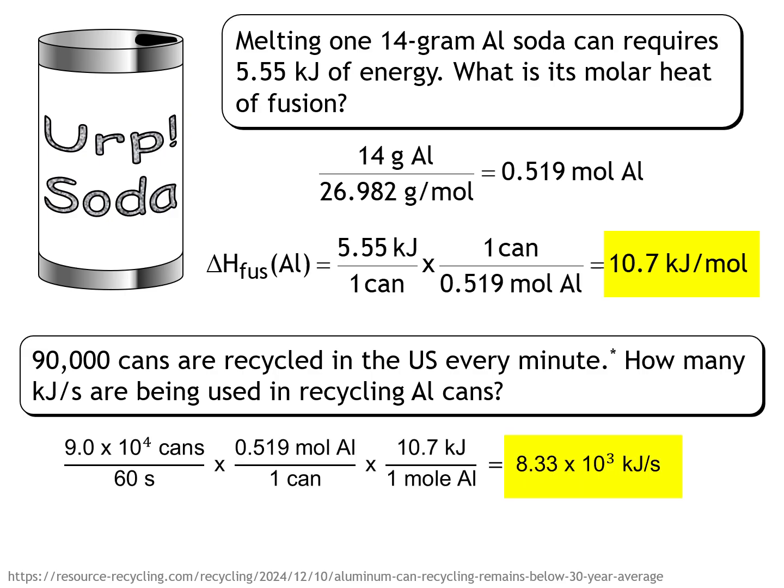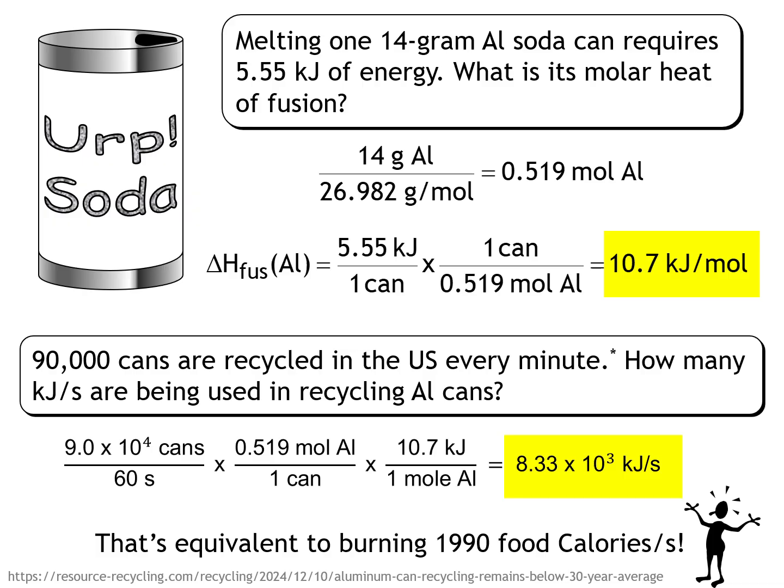So we go ahead and we say, all right, well, it's 90,000 cans every 60 seconds, every minute. We know that we have that many moles per can, and then that it is 10.7 kilojoules per mole. So this is kind of like using dimensional analysis, the factor label method, to determine how many kilojoules per second are involved. And it works out to be 8.33, or 8,330 kilojoules per second.